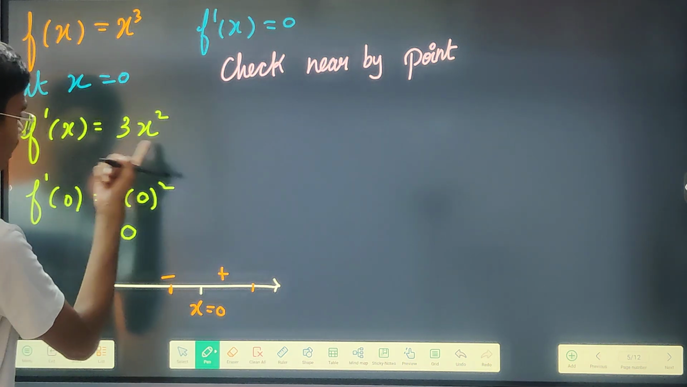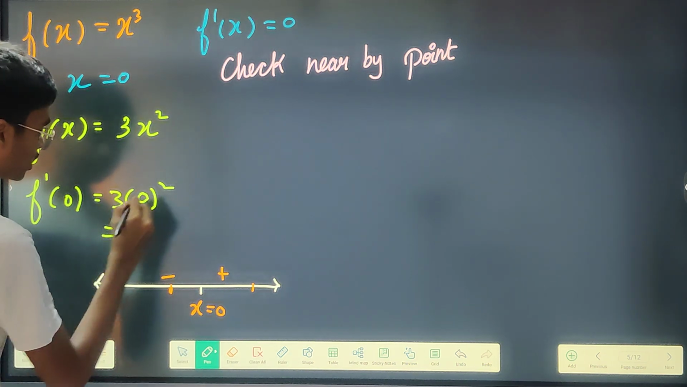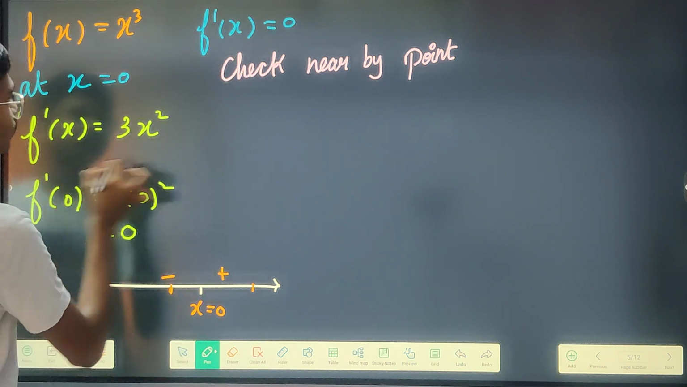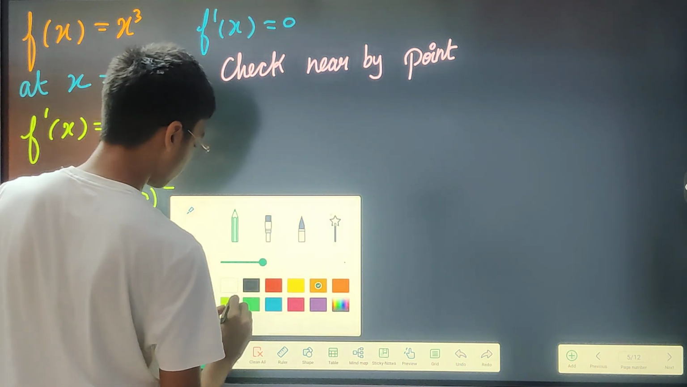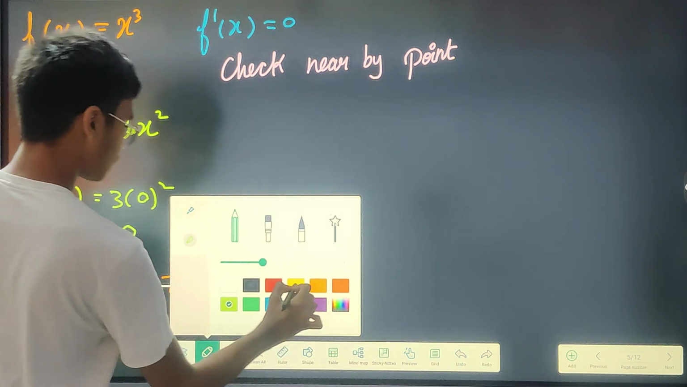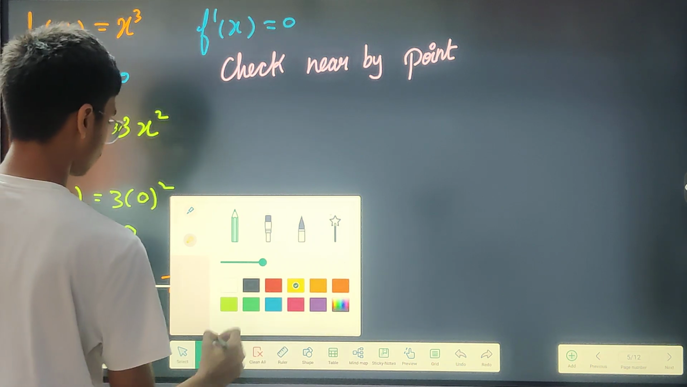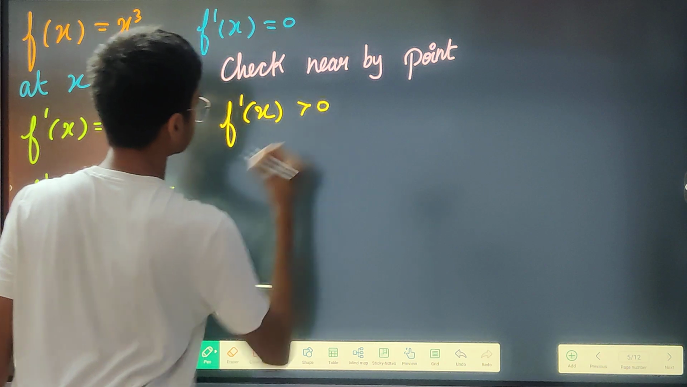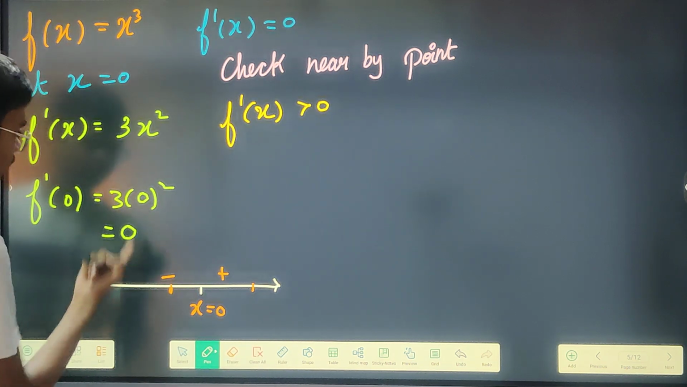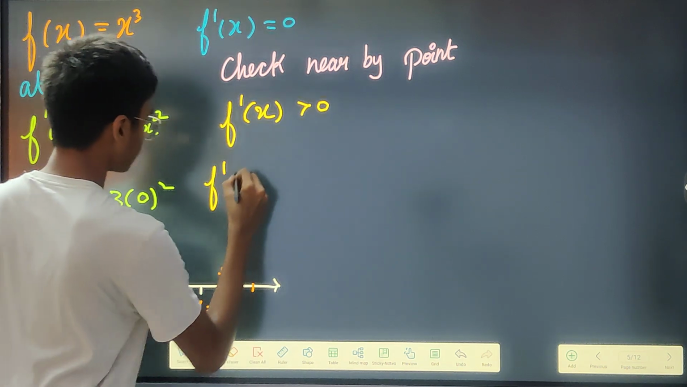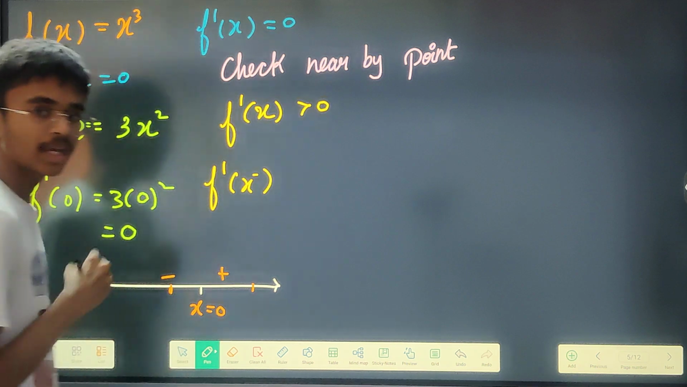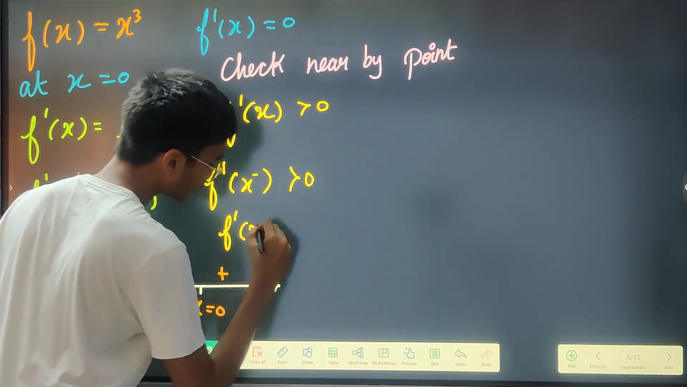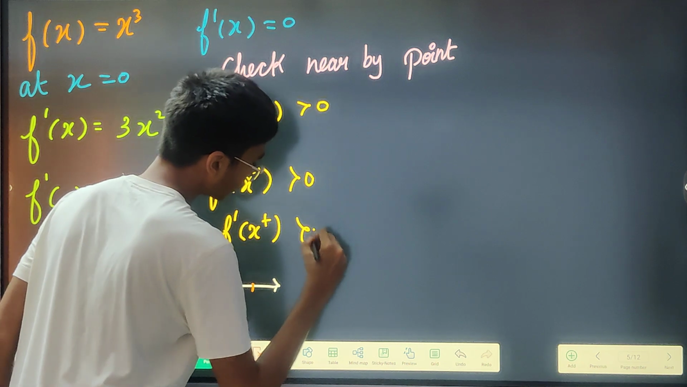Now you are checking nearby points. Here you are having a square. So that means this total term, this f dash x, is always going to be greater than 0. Even if you put this term here, f dash of x minus is greater than 0 because of the square, and f dash of x plus is also going to be greater than 0.